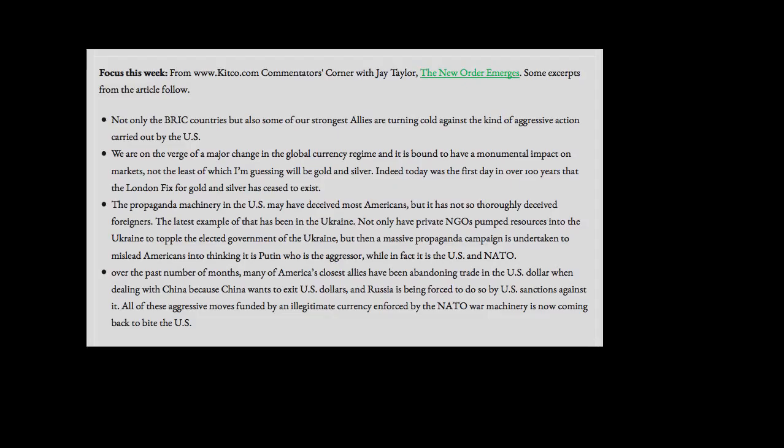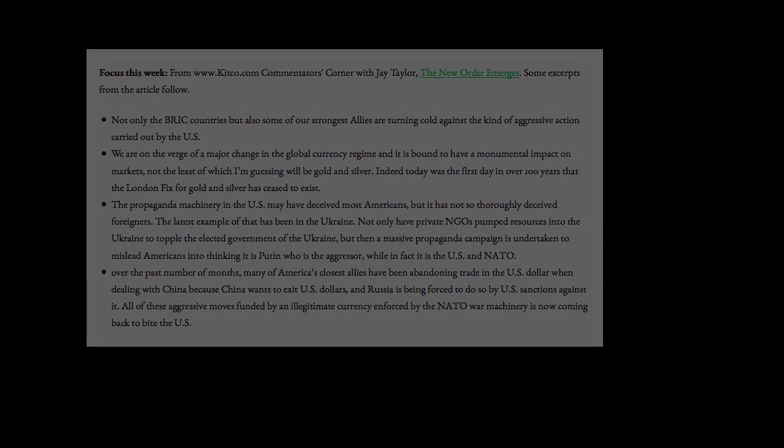Over the past number of months, many of America's closest allies have been abandoning trade in the U.S. dollar when dealing with China, because China wants to exit U.S. dollars, and Russia is being forced to do so by U.S. sanctions against it. All of these aggressive moves, funded by an illegitimate currency enforced by the NATO war machinery, is now coming back to bite the U.S.